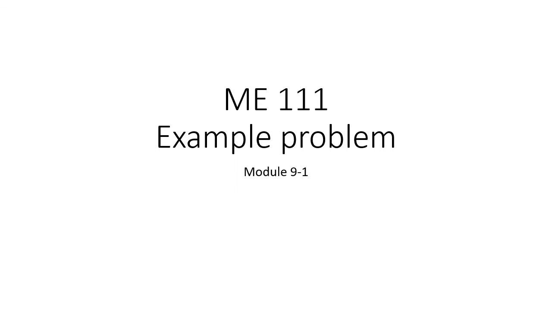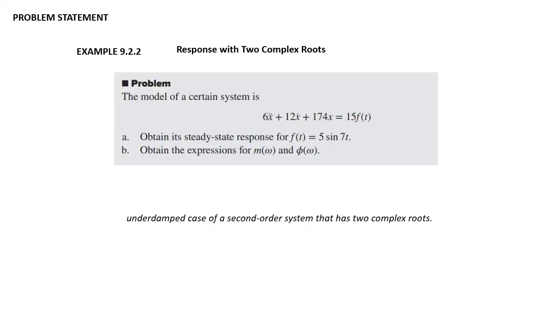Let's take a look at an example problem for ME 111 from Module 9. The problem we're going to take a look at here is example 9.2.2. It's for an underdamped system, the response with two complex roots. This is an underdamped case with a second order system that has two complex roots.